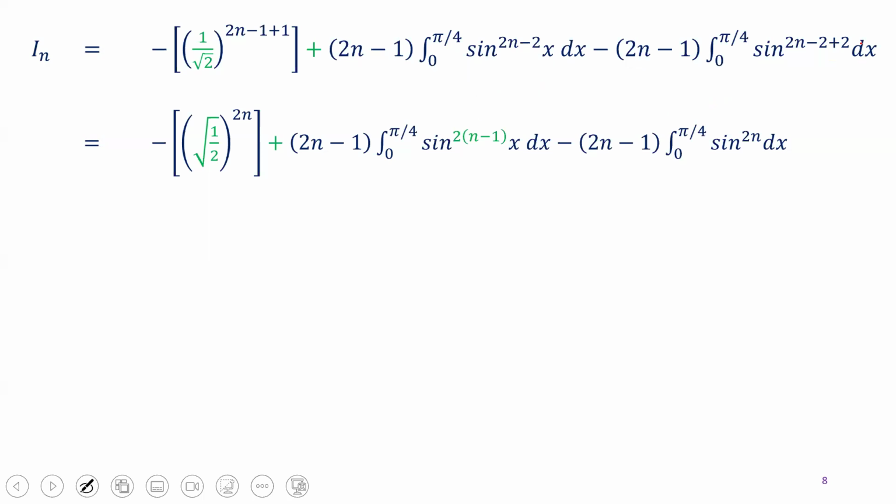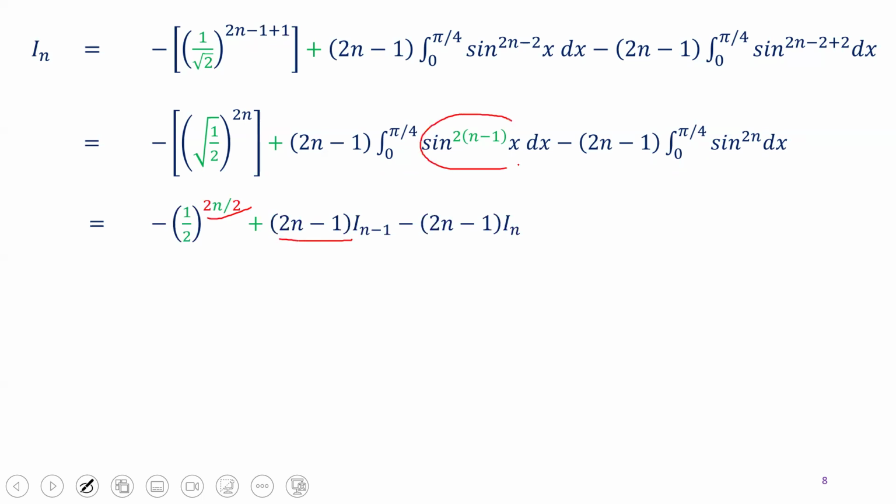Now this is 1 upon root 2 whole to the power, this minus 1 plus 1 will cancel, 2n, plus (2n-1) integration from 0 to pi by 4 of sin^(2(n-1))x dx minus (2n-1) integration under the limit 0 to pi by 4 of sin^(2n)x dx. If we remove the root sign, this can be written as 1 by 2 whole to the power 2n by 2, plus (2n-1).